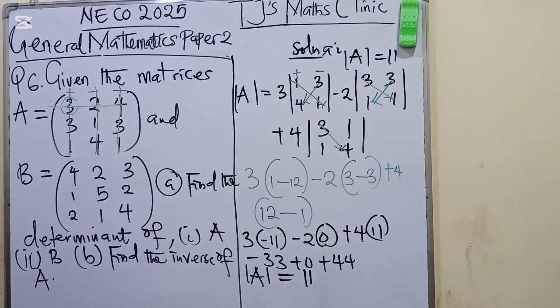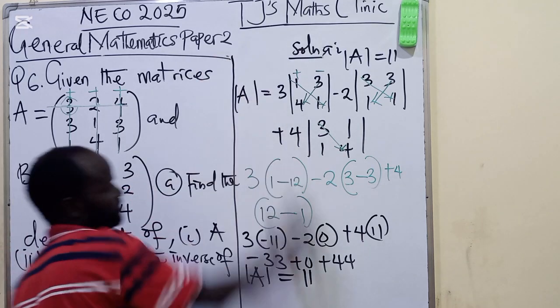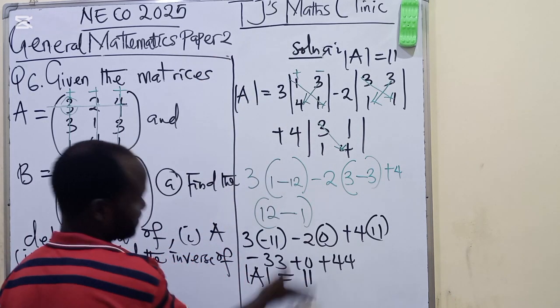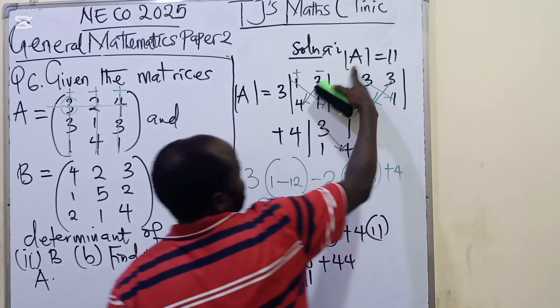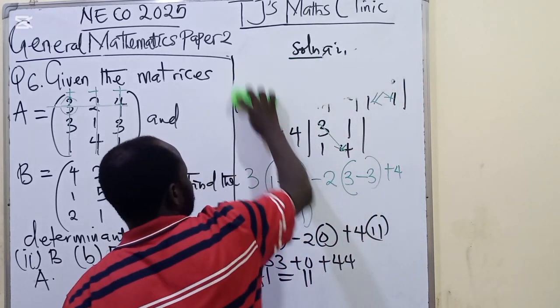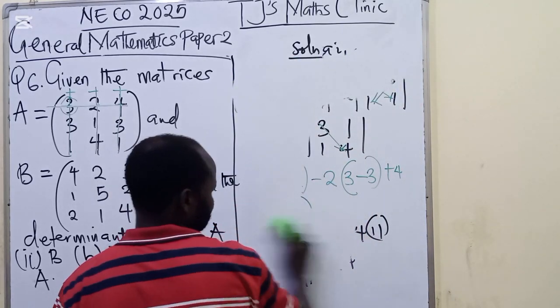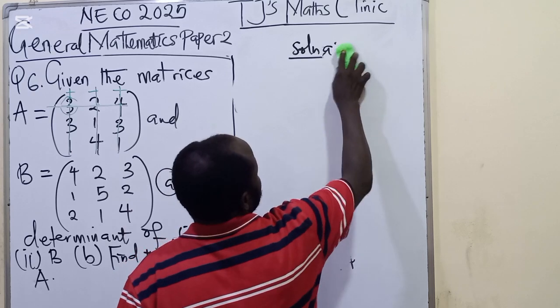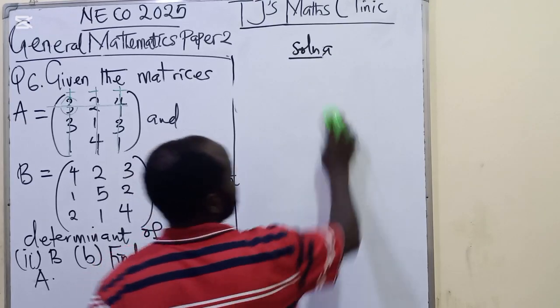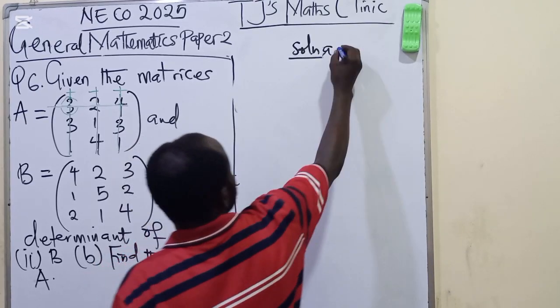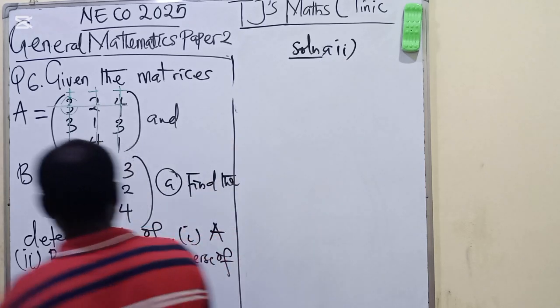Let's move to Roman numeral 2. We have to find the determinant of this B now. Permit me to clean this so that we can have enough space. The determinant of A is 11. Let's move to Roman numeral 2 now. We do the same approach. Roman numeral 2 now: the determinant of B.